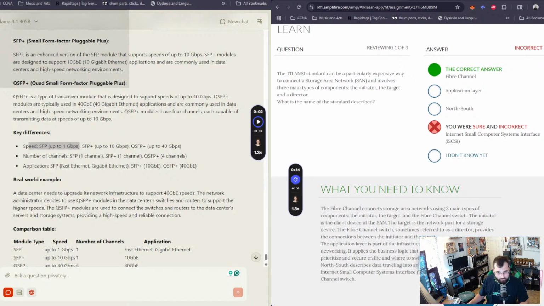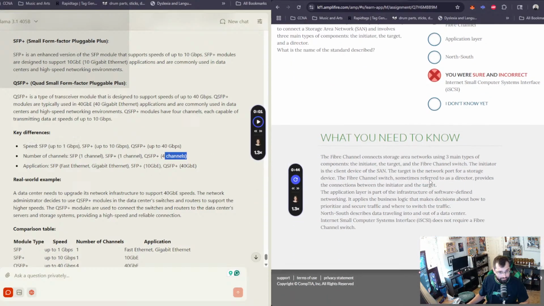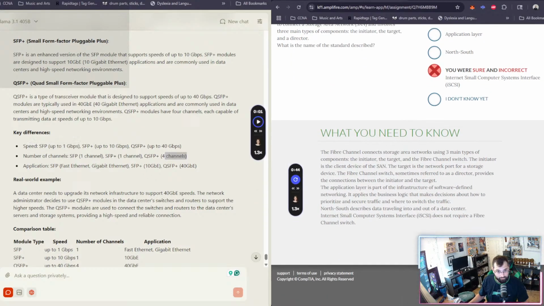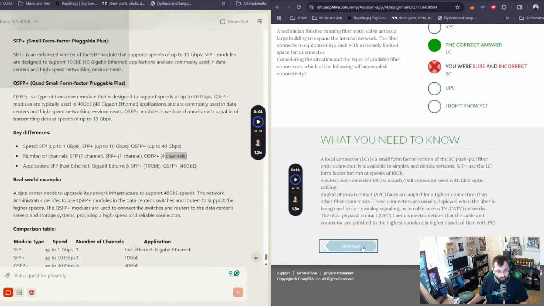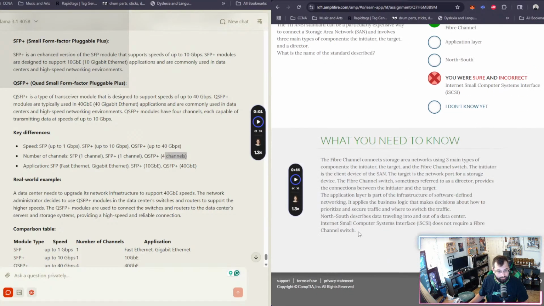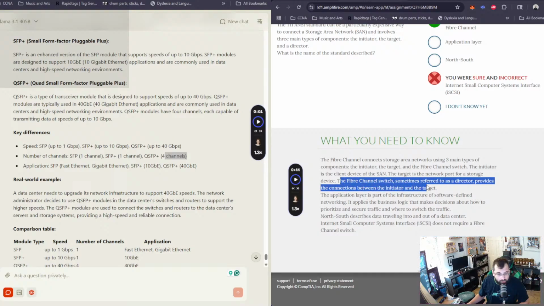Okay. I'm just trying to make that make sense with how this has 4 channels. Actually, I need to know. The fiber channel, sometimes director.